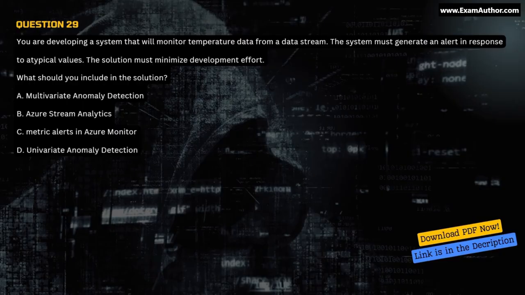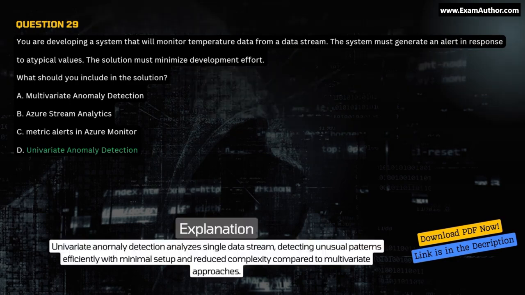A. Multivariate anomaly detection. B. Azure Stream Analytics. C. Metric alerts in Azure Monitor. D. Univariate anomaly detection. Correct answer D. Univariate anomaly detection. Explanation. Univariate anomaly detection analyzes a single data stream, detecting unusual patterns efficiently with minimal setup and reduced complexity compared to multivariate approaches.